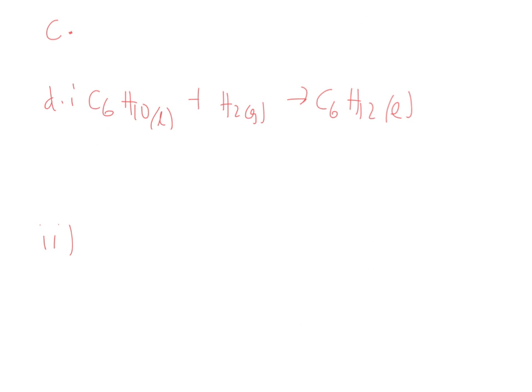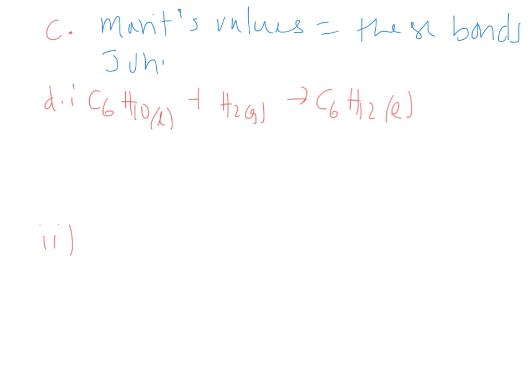So part C wants to know, suggest one reason why John's answer is slightly less accurate. Even though it's the higher value, it's less accurate than the known value, and that's because Merritt's values come from these exact bonds being measured experimentally. So Merritt's values equaled these bonds, whereas John's values are using average bond enthalpies.